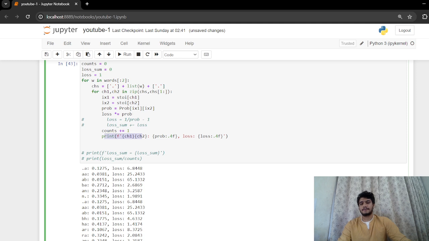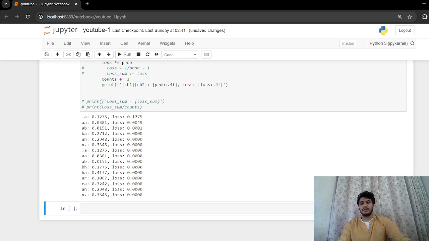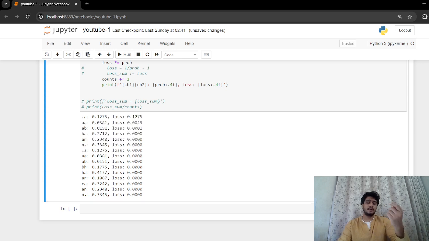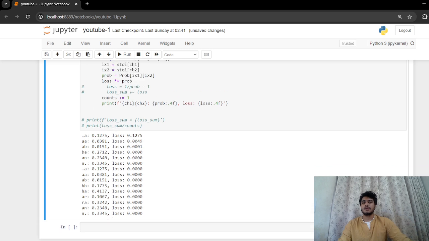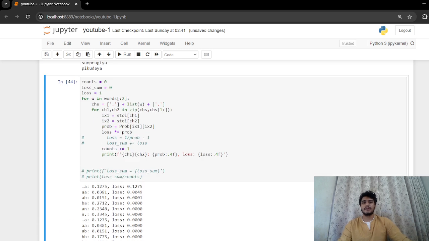So if I print this now, you see very suddenly the loss becomes 0, and this is actually a good number, but it's very small. And then later on, if you exponentiate it or do something, it won't be right. So what people have come up with is something called log loss.